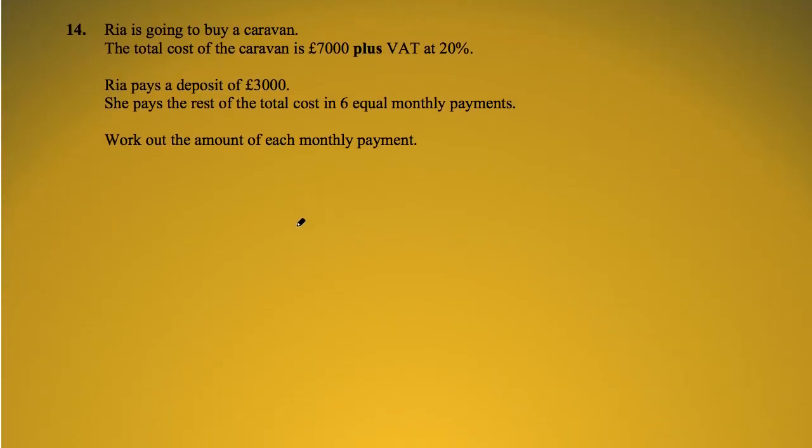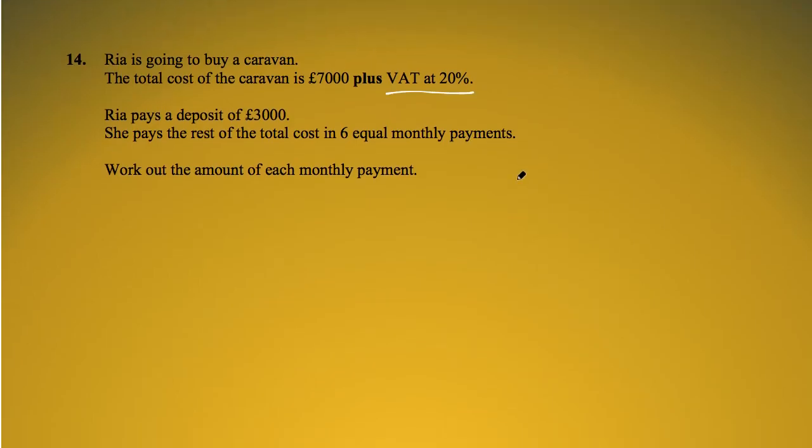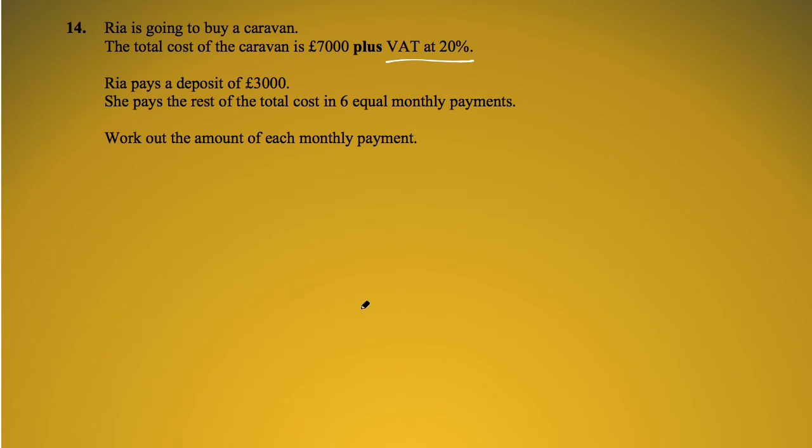Question 14. Ria is going to buy a caravan. The total cost of the caravan is £7,000 plus VAT at 20%. Ria pays a deposit of £3,000, so that's already paid. She pays the rest of the total cost in 6 equal monthly payments. Work out the amount of each monthly payment. So this is one of those long questions that's presumably worth 4 marks. Yep. So lots of processes to this.